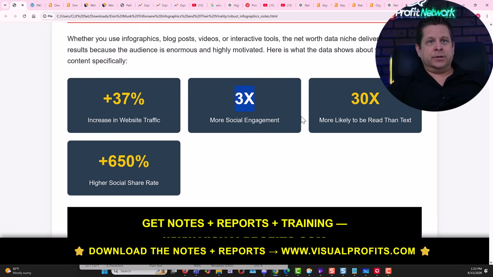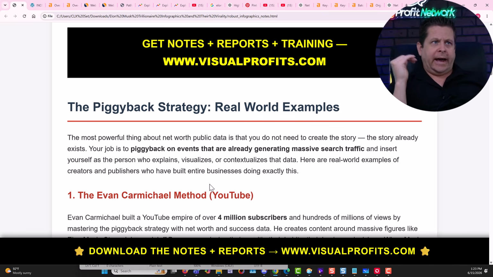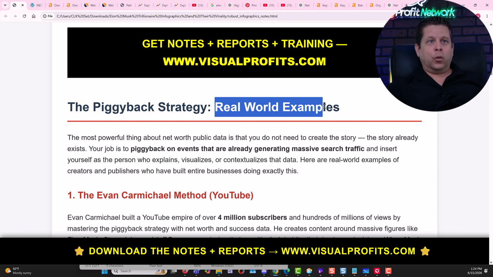This is absolutely key. Also, infographics are 30 times more likely to be read than text. And they have a 650 times more social share rate, or 650% more, right? Going through and looking at that is super, super important. Now, when we go even deeper, we're going to look at the piggyback strategy, which is real world examples.